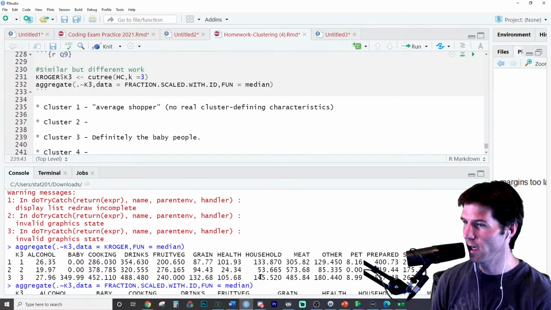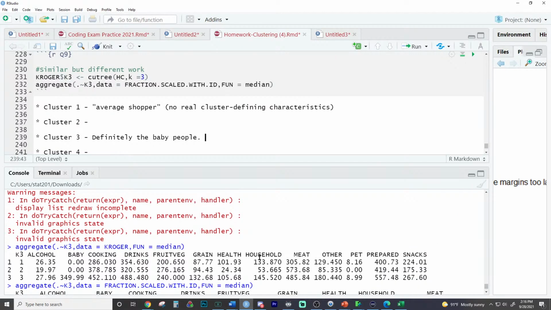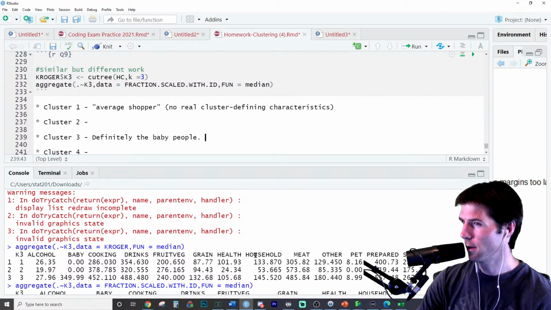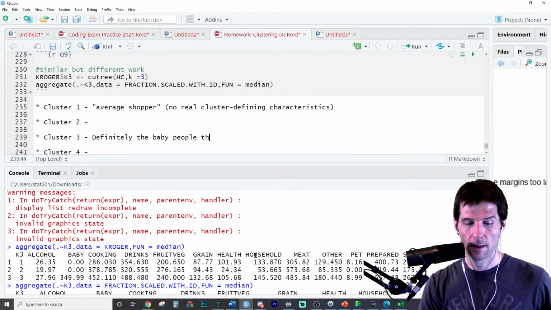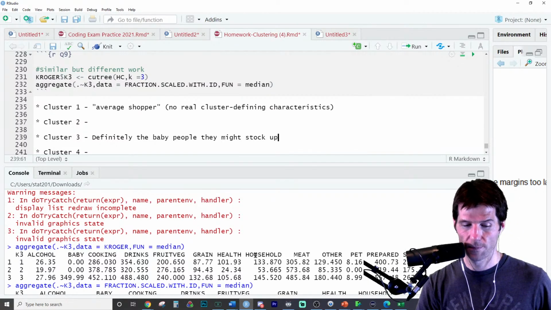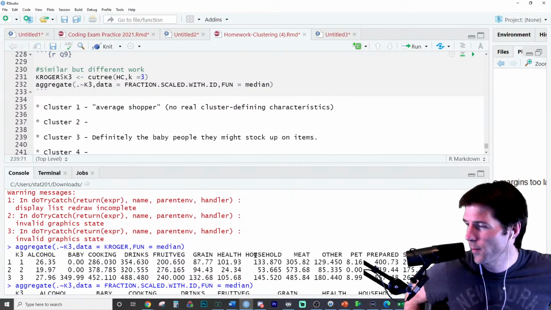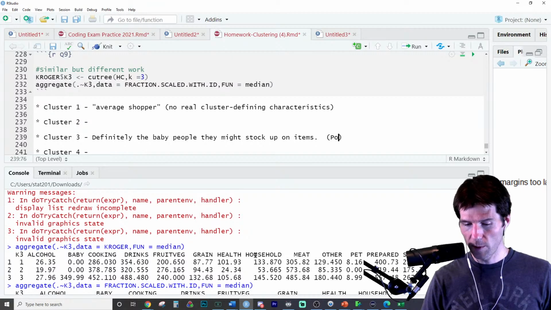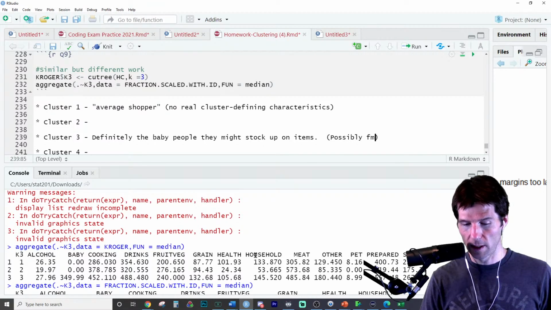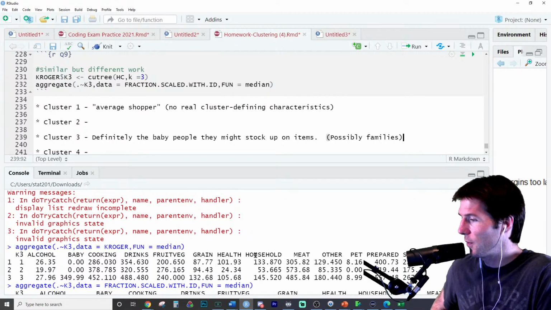They're buying grain and meat a little bit higher. And they might like to stock up on items. So they might be larger family people, possibly families. Like what we're seeing right here, now for the 4th and 5th, yes.